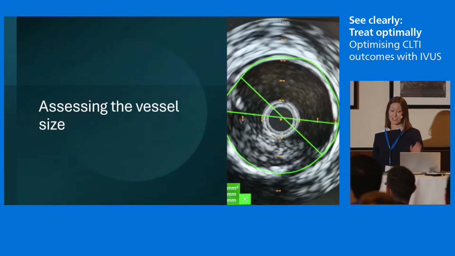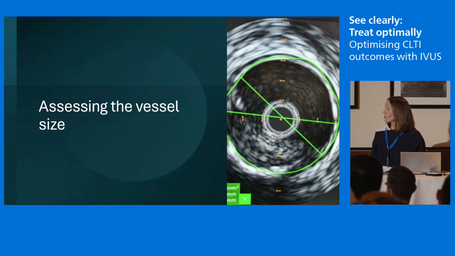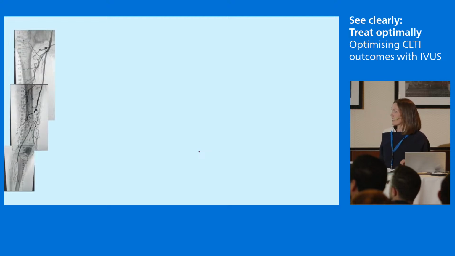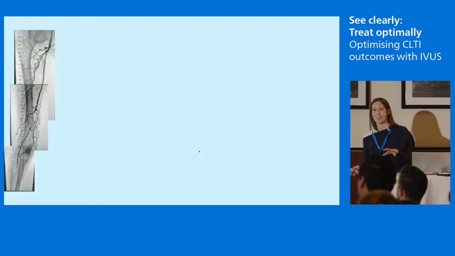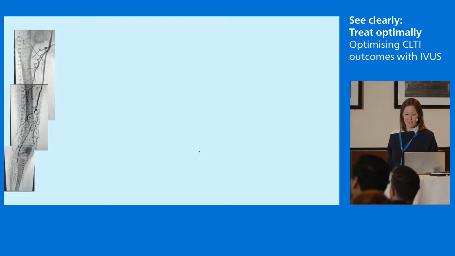So, vessel size. This is an interesting one that I did maybe 18 months ago. This lady is 83, 84 with circumferential ulceration, rest pain, and again, an SFA lesion. And again, I'm always trying to cross intraluminal. I don't always achieve it, but I'm always trying. And again, this was a mid-SFA lesion, a short lesion.